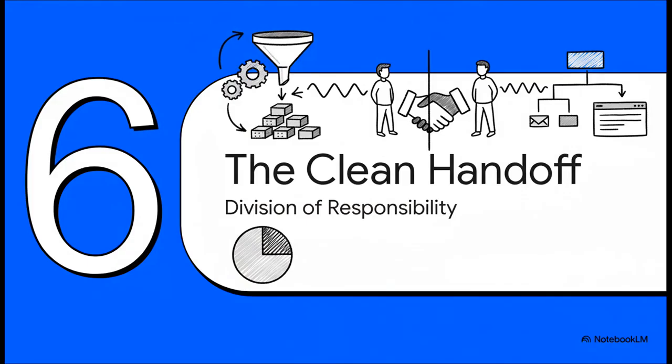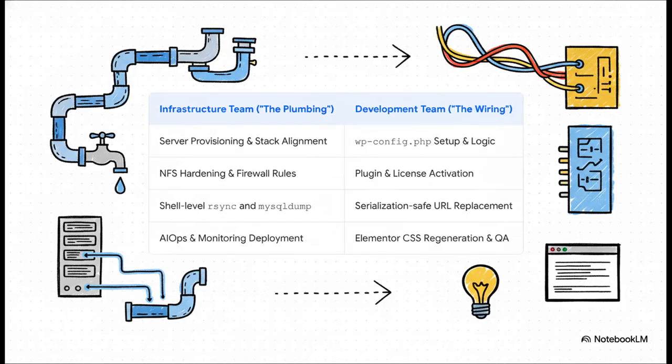A professional migration absolutely requires clear boundaries. So once the infrastructure team has built the new server and moved all the raw data, there's a formal handoff to the development team. This makes sure everybody knows exactly what they're responsible for and nothing falls through the cracks. And I just love the metaphor they use here.